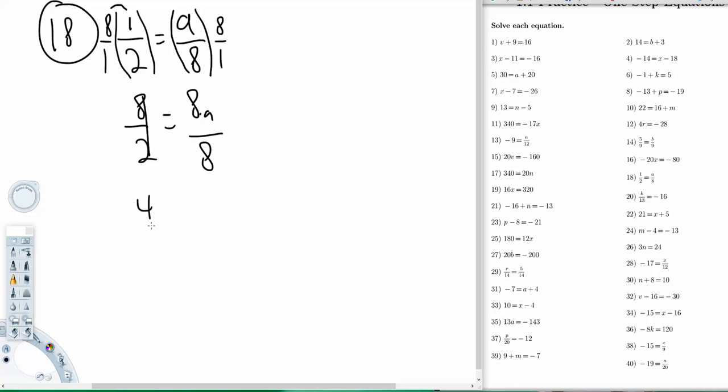So this here becomes 4, and this here becomes a, because 8 divided by 8 equals 1. 1 times a equals a. And that's the answer.